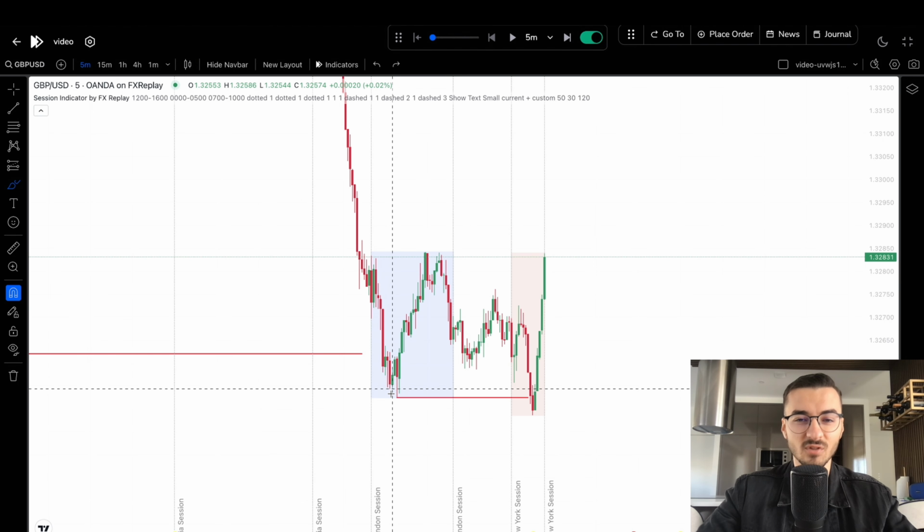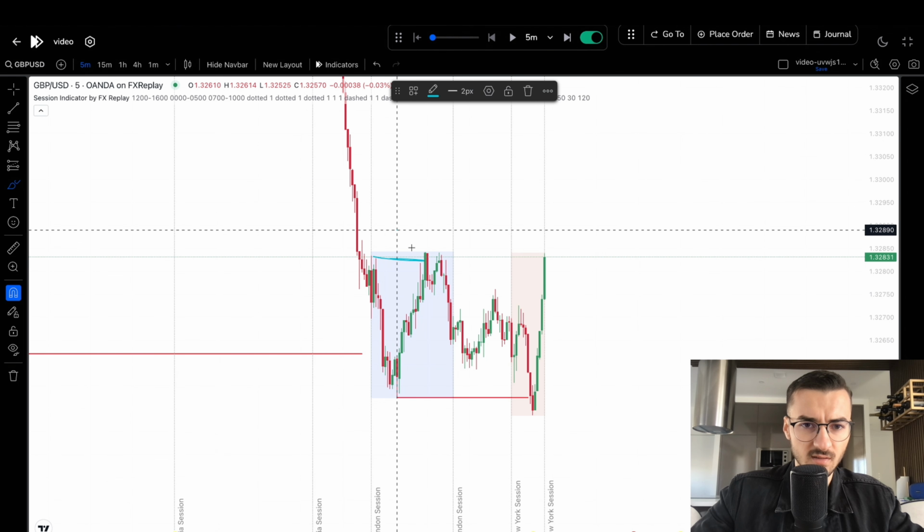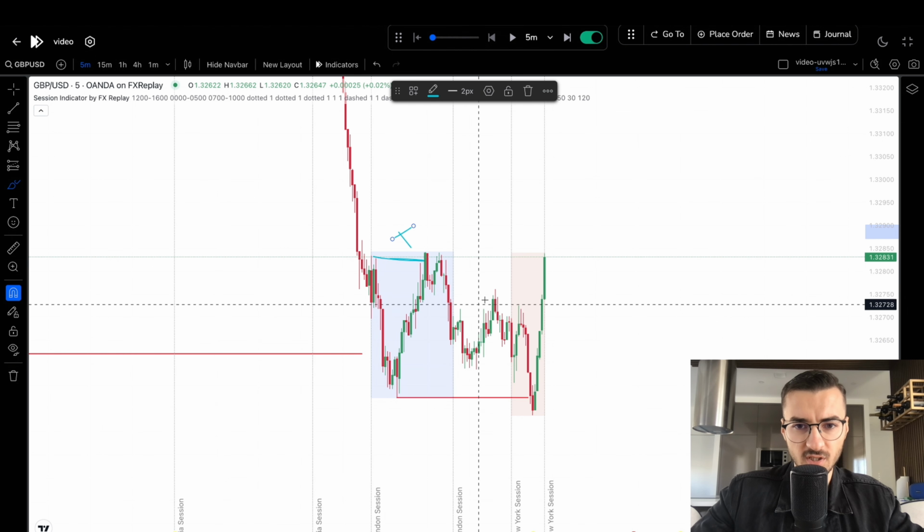All right, meaning sweeping that same session that swept the major liquidity. I know it's getting confusing, but just think like this: whatever session you want, just look for it to sweep previous session. Okay, if you're trading New York, wait for New York to sweep London. If you're trading London, wait for London to sweep Asia. So then, as you can see, this was the fake breaker structure, and this is the real one.